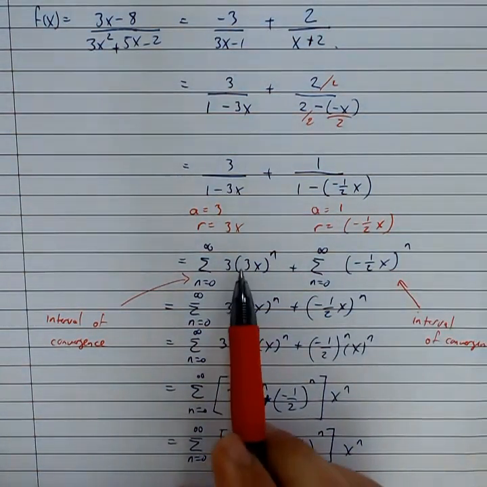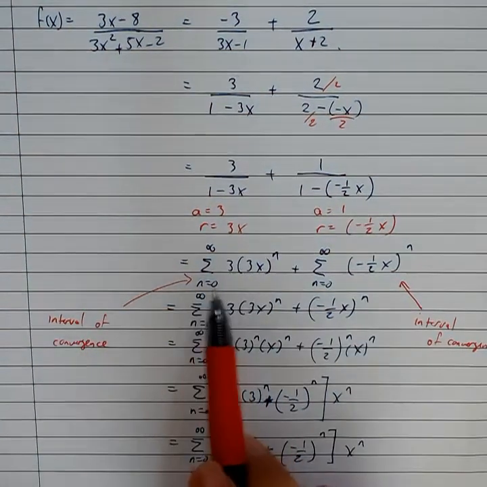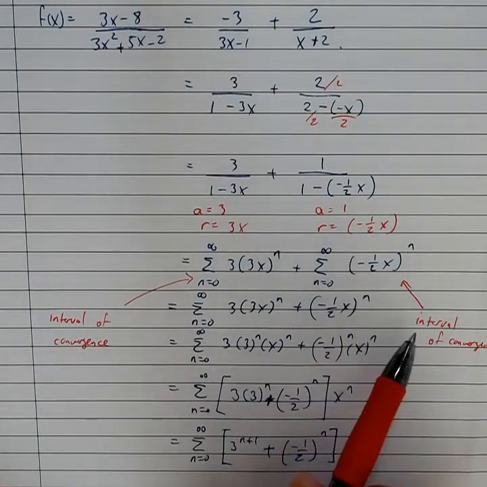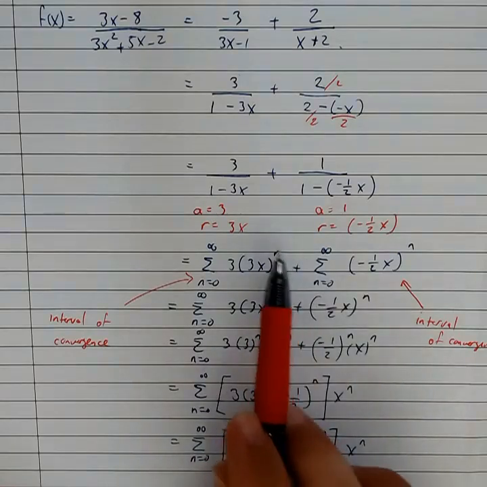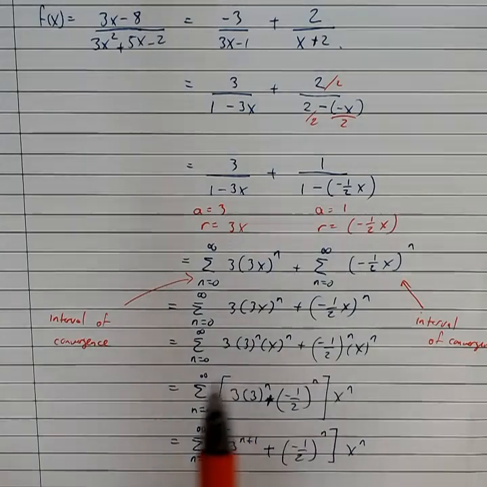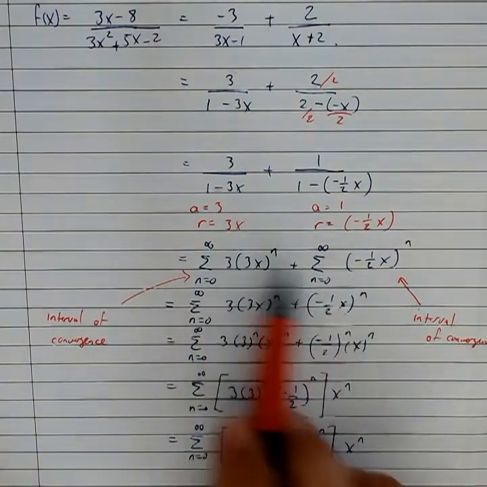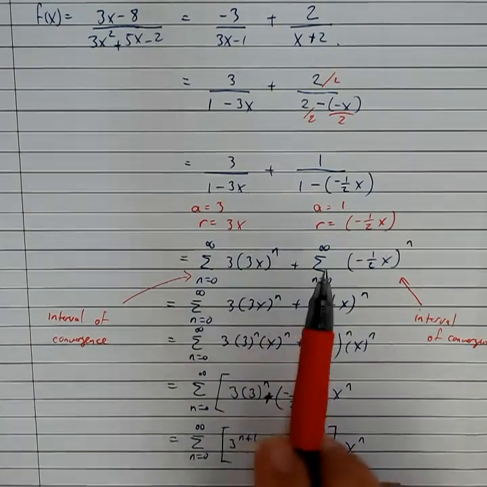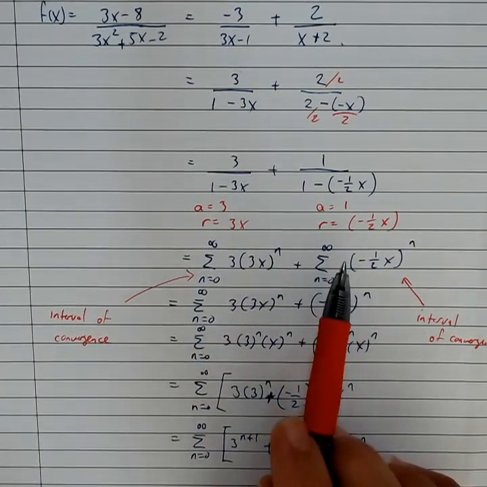Because if this one exists for all real numbers, but this one only exists whenever x is between -1 and 1, well then it doesn't matter if this one exists for all real numbers. If they don't both exist, then you couldn't have done this in the first place. Both of these have to exist for you to be able to add them together. You can't add a number to something that doesn't exist.